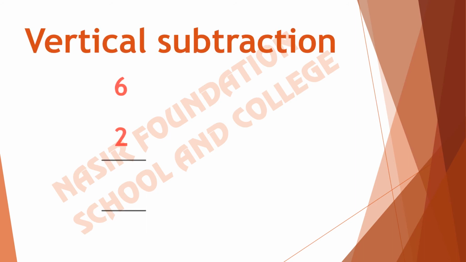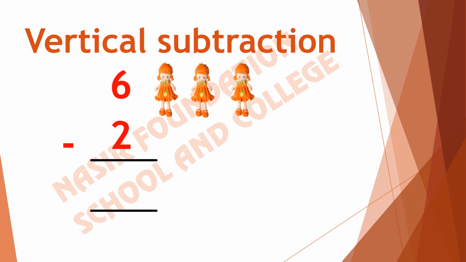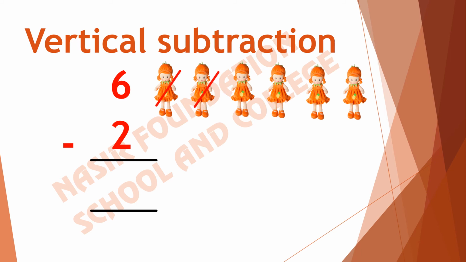Now we will write them in vertical form and we use this symbol to show the subtraction. Now count the number of dolls. 1, 2, 3, 4, 5, 6. Out of 6 we have to subtract 2. 1, 2. Here we are left with 1, 2, 3 and 4. It means if we subtract 2 out of 6, we are left with 4.